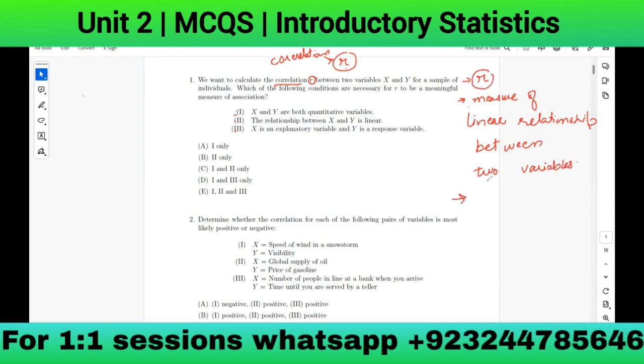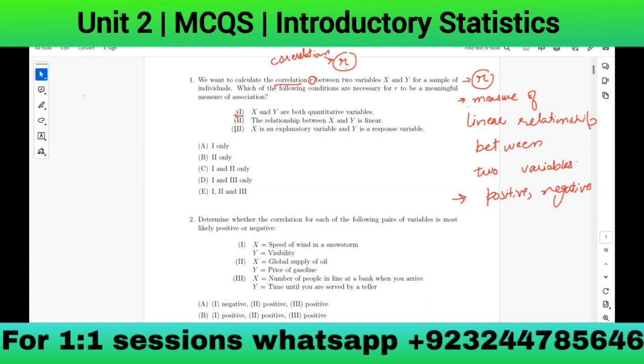Is correlation positive or negative? Both. Correlation can be either positive or negative. So these are the few things about correlation. Now we need to tell which of the 3 points are correct and which are not.